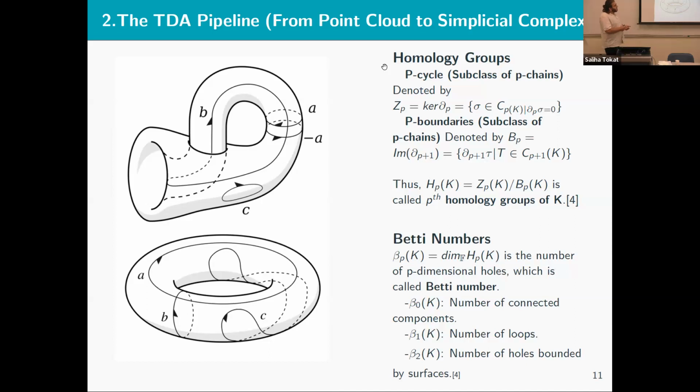So in order to get the number of holes, we will define Betti numbers, and Betti numbers, which are denoted by beta sub p, where p is again for degree, are equal to the dimension of the homology group. And when the degree is 0, the type of hole is a connected component. When it is 1, the hole is a loop, and when it is 2, the hole is a void bounded by a surface.